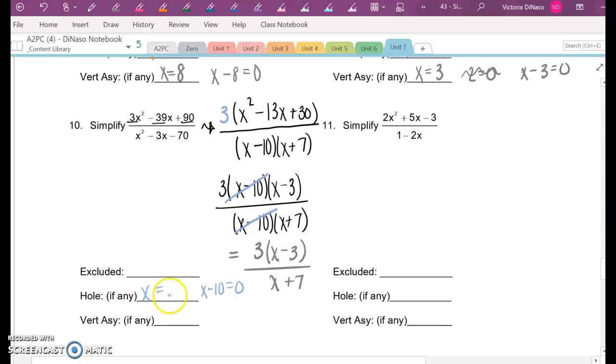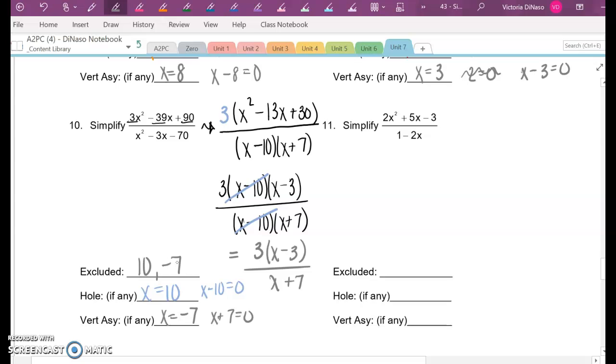So we have a hole at x equals 10. Whatever's left over in the denominator, take that and set it equal to 0. We get that x equals negative 7. So my excluded values are 10 and negative 7.